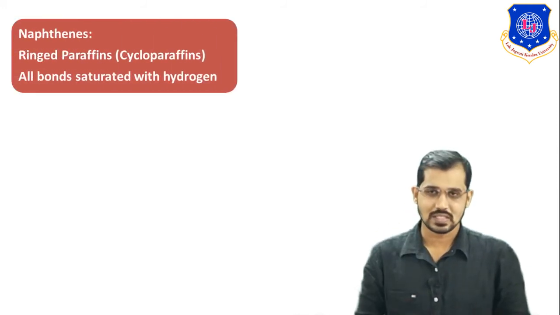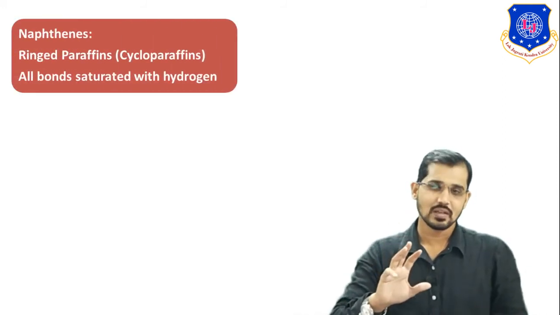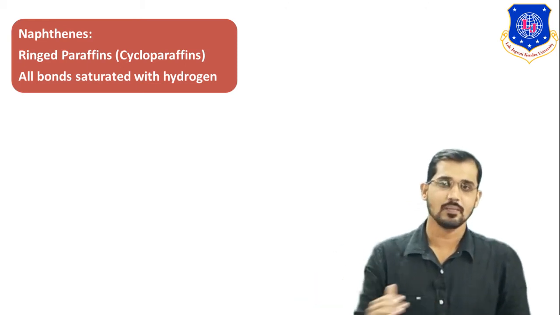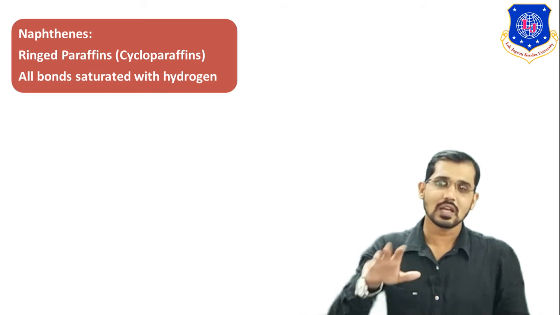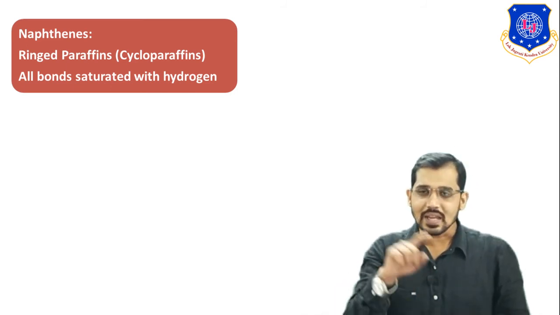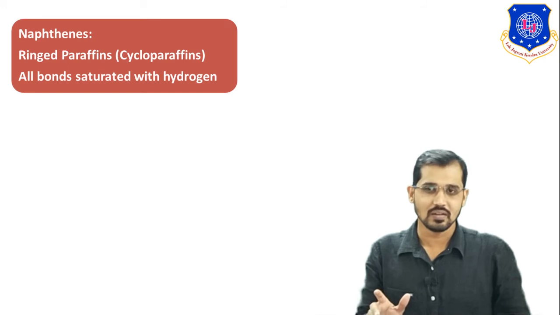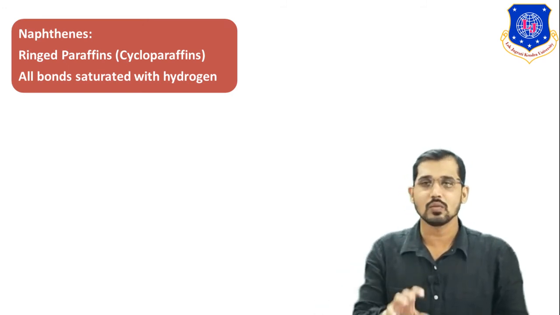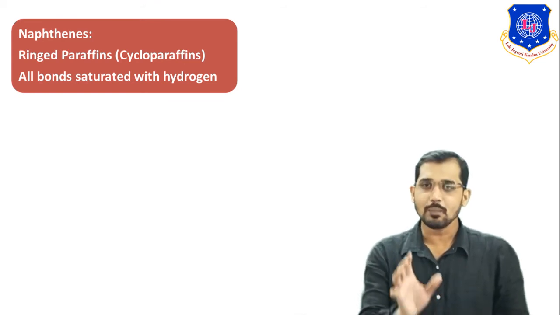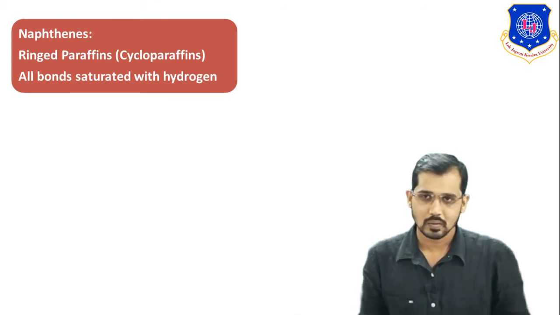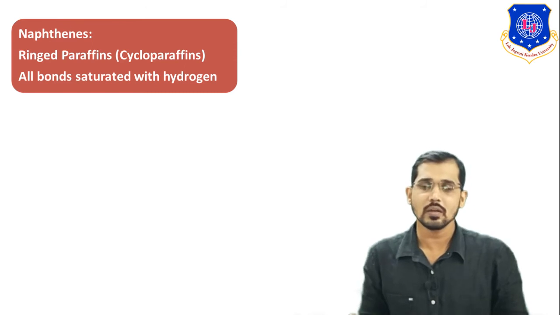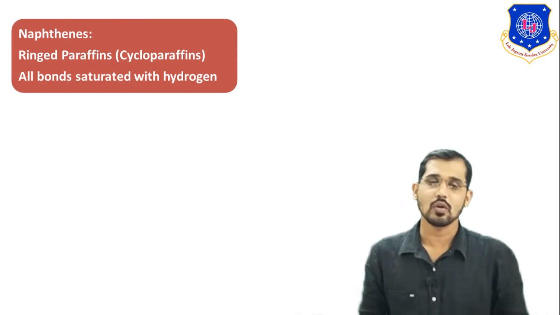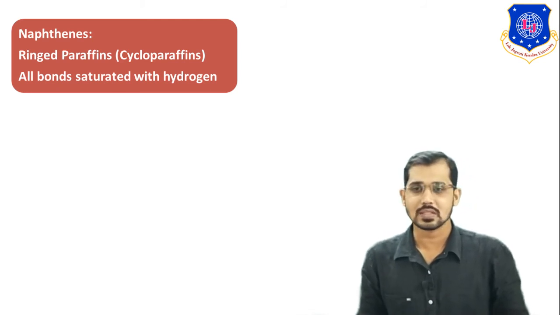After that, naphthenes. Naphthenes means cycloparaffins. In paraffin, all the carbon atoms are present in a straight chain, but in naphthenes, all these carbon atoms are present in cycle form. That is nothing but cycloparaffin. These are also known as paraffin, but in cycle form. That's why it is known as cycloparaffin, meaning paraffin present in ring form. But there is no unsaturated compound present. All the bonds are saturated. Single bonds are present between all the atoms.